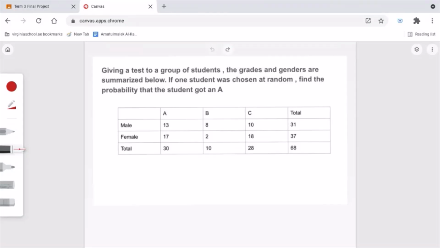Giving a test to a group of students, the grades and genders are summarized below. If one student is chosen at random, find the probability that a student got an A. So we want to find the probability that a random student received an A. Looking at the table, notice how this column here tells us the number of A students. There were a total of 30 A students, 13 of which were male, and 17 which were female.